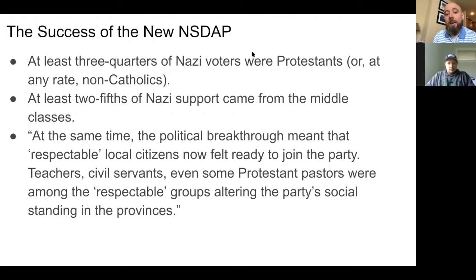You see here, at the same time, the political breakthrough meant that respectable local citizens felt ready to join the party. Teachers, civil servants, Protestant pastors were among the respectable groups altering the party's social standing in the provinces. Once people from quote unquote respectable groups begin showing their support for this political party, it helps the rest of society believe that it's a legitimate party.